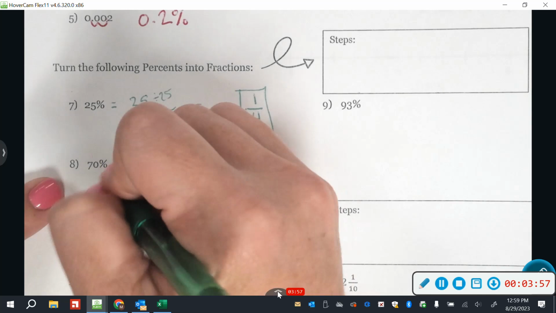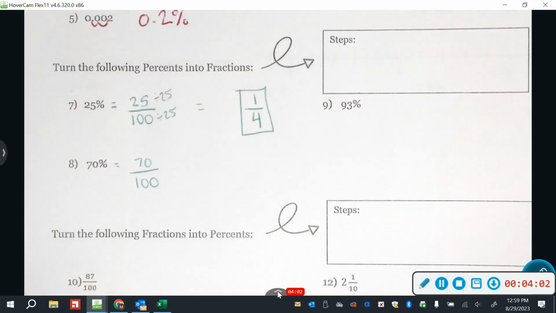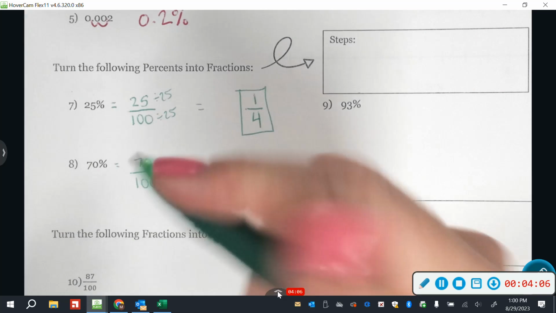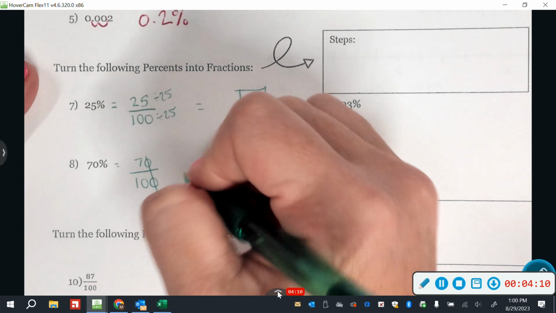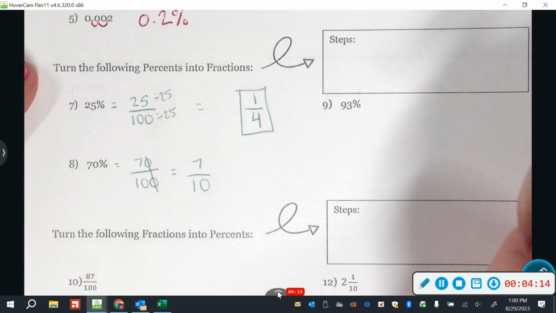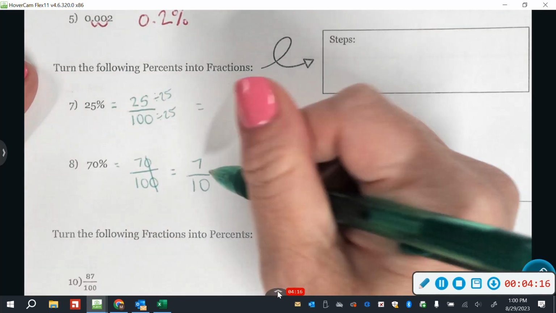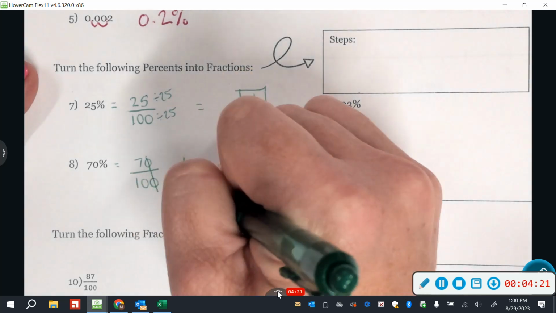Okay, so on this one we can rewrite it as 70 over 100. Does anybody remember the rule when you simplify with the extra zeros? You can cross them out. They can cancel. So then we're left with 7/10. Does that simplify? 7's prime. Does 7 go into 10? No. So there's your answer.